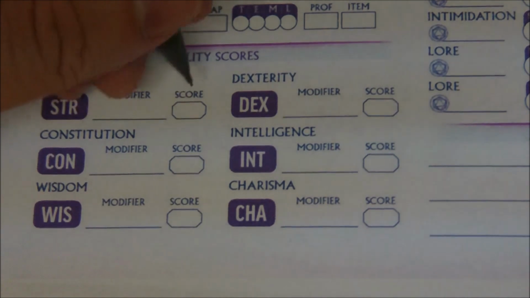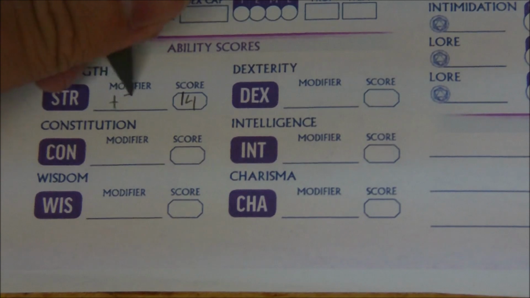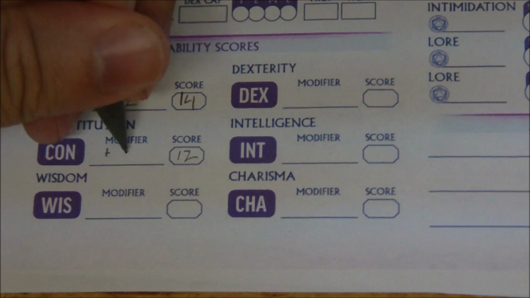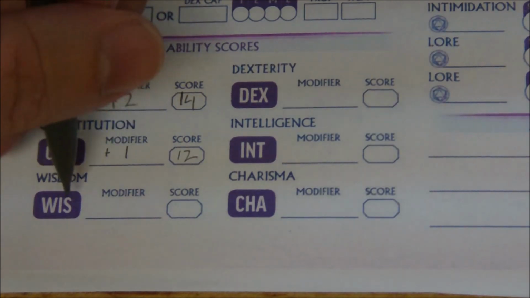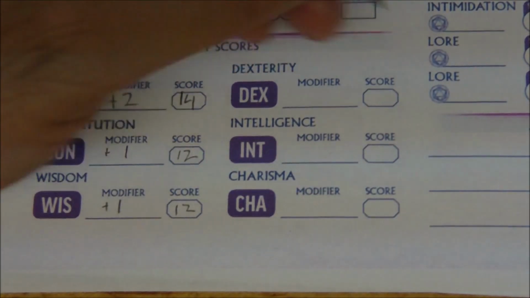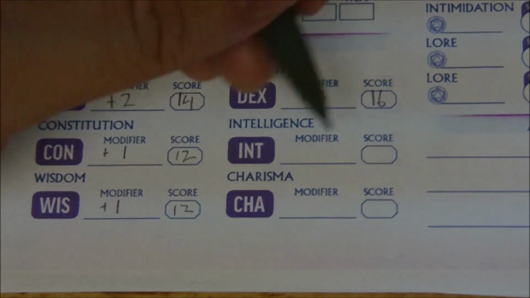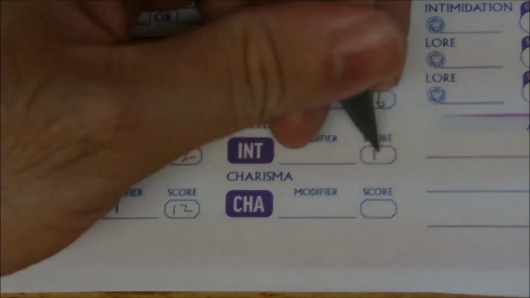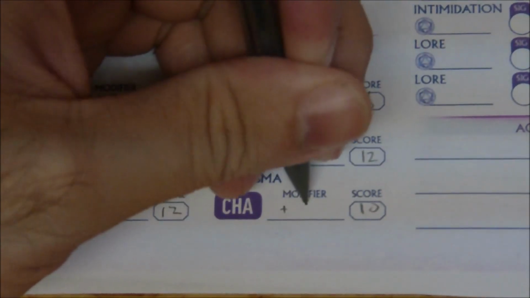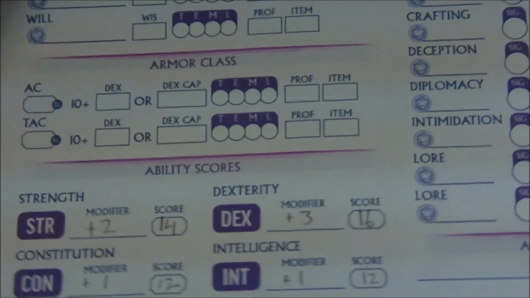We've got our strength score 14, which is going to give us a modifier of +2. Our constitution is 12, which is going to give us a +1. Our wisdom is also 12, which will give us a +1. Dexterity is going to be 16, which gives us a +3. Intelligence is 12 for +1, and charisma is 10, and that doesn't give us any sort of modifier there. We've got our hit points.